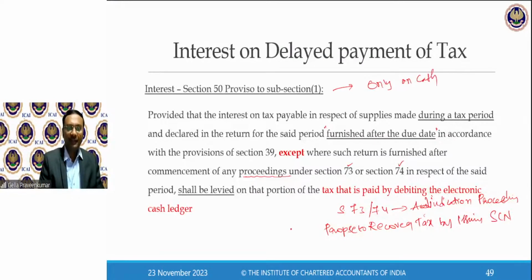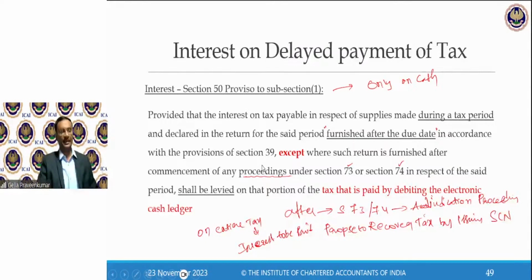Suppose if I file my return after receipt of notice under 73, 74, then interest is applicable on entire tax. On entire tax, interest to be paid. This is what we need to understand with respect to 50 subsection 1. Let me see any doubts.